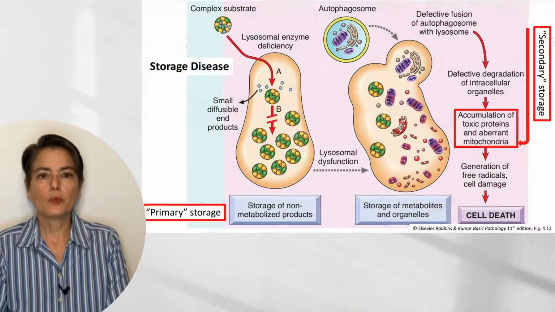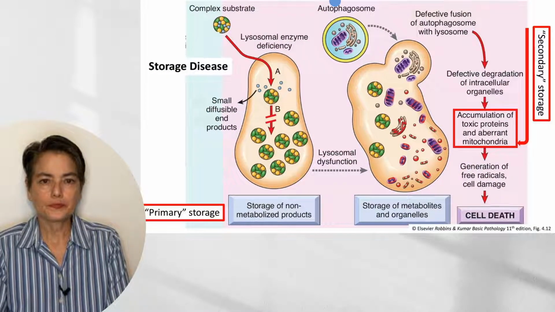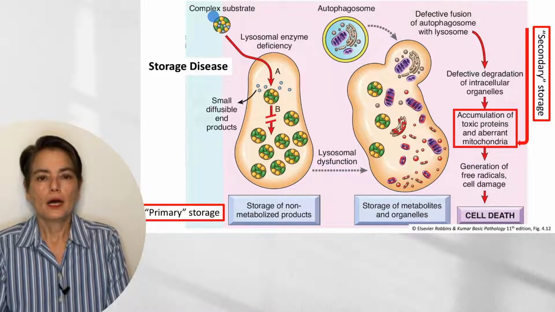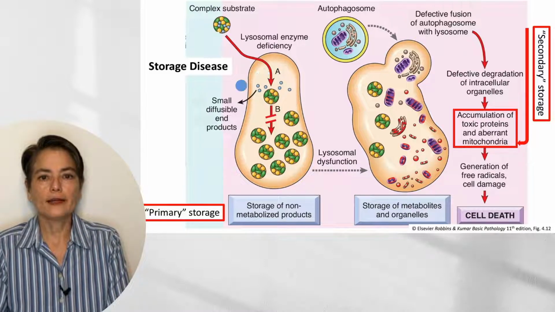Now let's see what happens when we have a deficiency. So here we have our complex substrate, or say our GM2 ganglioside. It comes in happily into the lysosome, and enzyme A is working fine, so our little blue molecules can be released, but we've knocked out enzyme B. This would be hexosaminidase A in the case of Tay-Sachs, and this substrate now is going to accumulate.